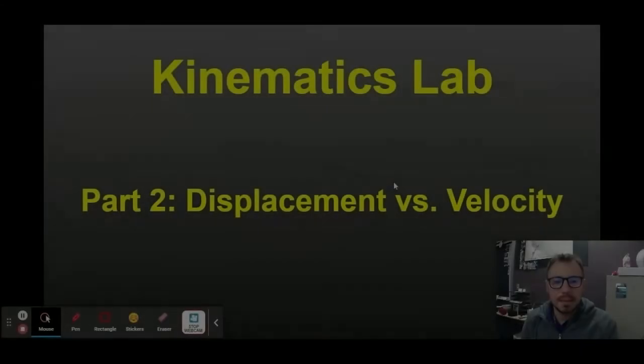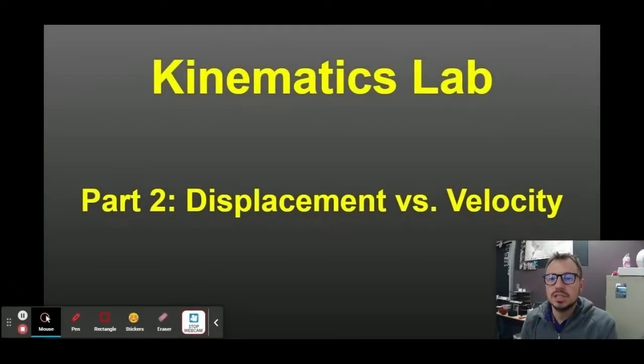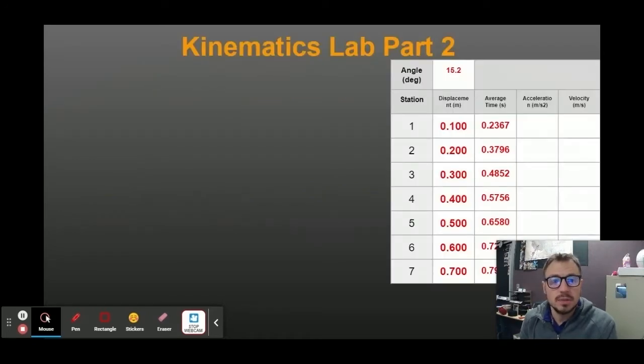All right, these are the Kinematics Lab calculations. This is part 2, displacement versus velocity. In this one, this is the data that I got when doing this. Now, if you do this lab, this is very similar to the data you should get. So the angle is at 15.2 degrees, and notice we did 3 time trials, and this was my average time, and the displacement was set. Now we're going to calculate the acceleration and velocity.